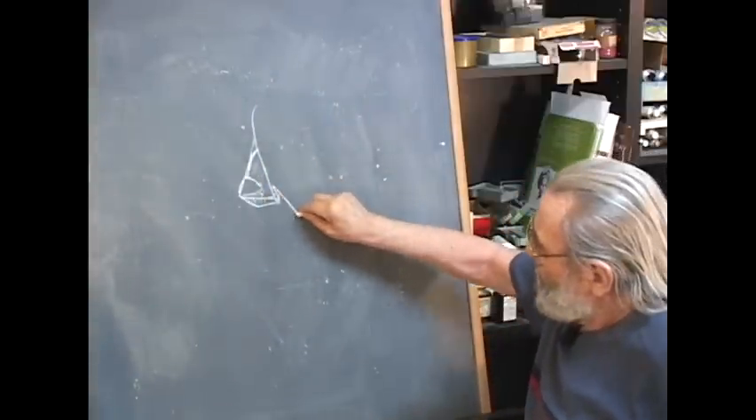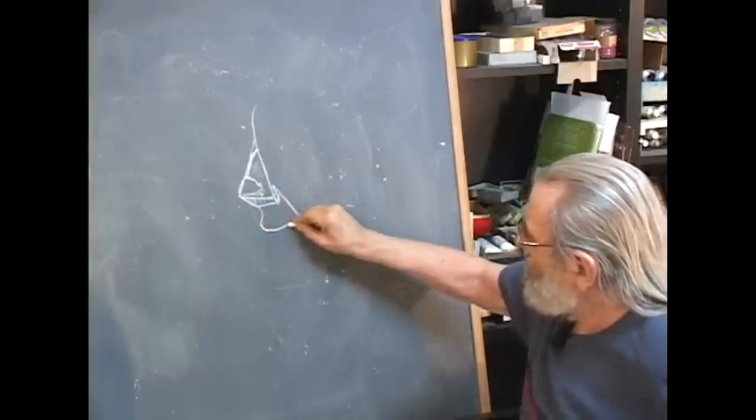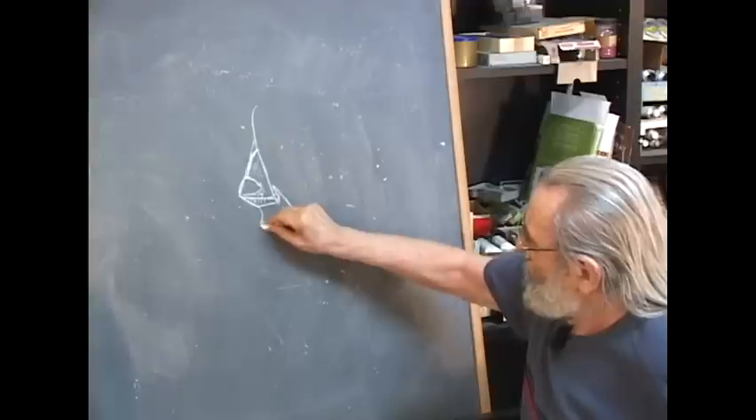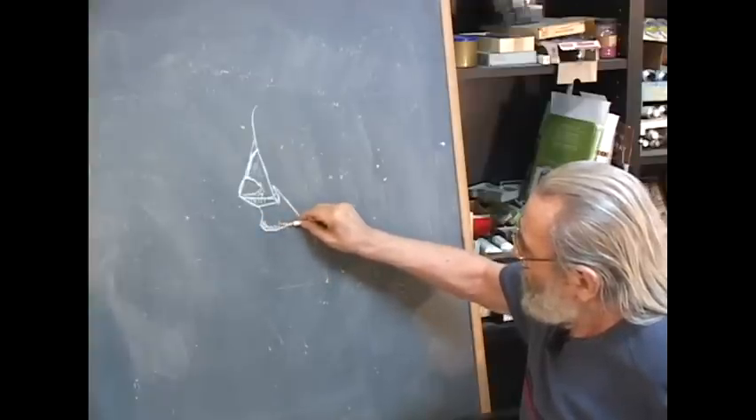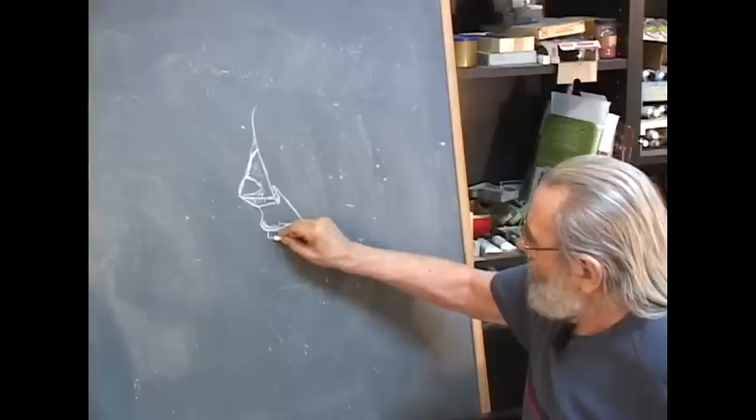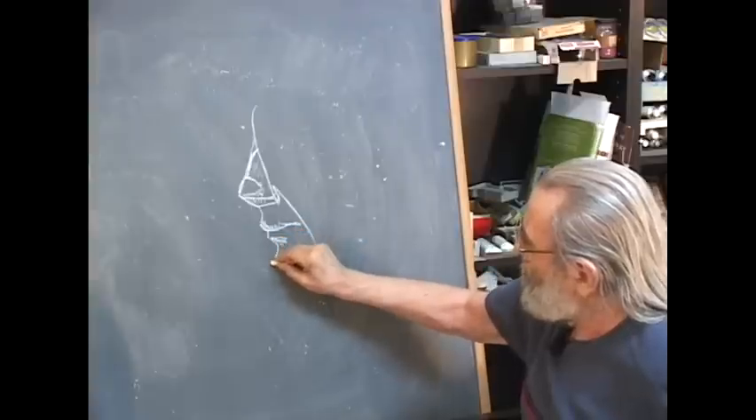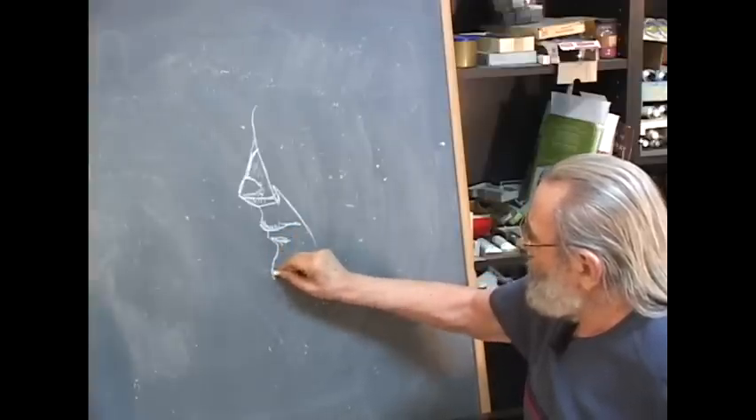And of course, remember the muzzle and the lips go down this way, and the upper lip gets the shadow, the lower lip is exposed to the light, and this underneath the lower lip, which goes into the chin, will get shadow.